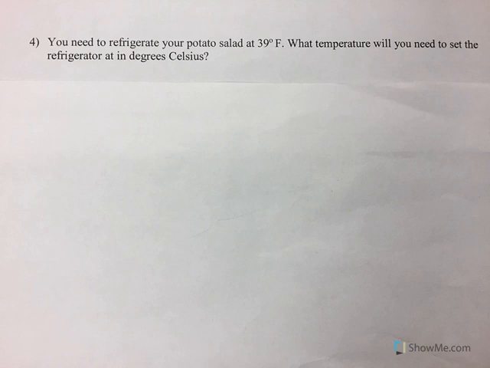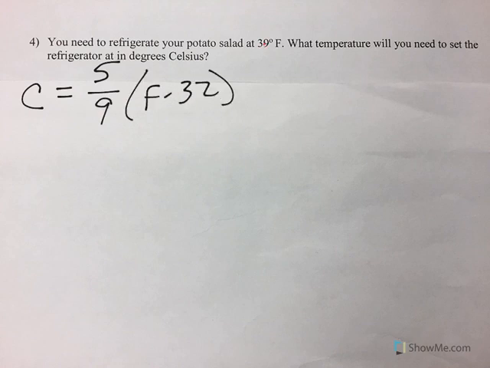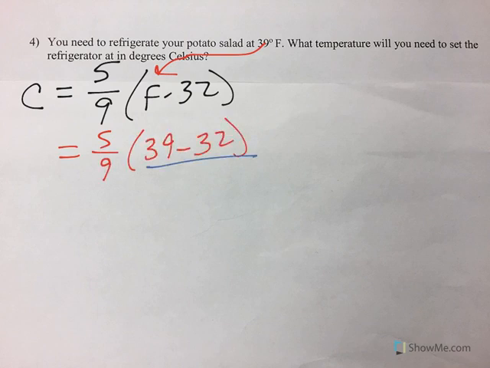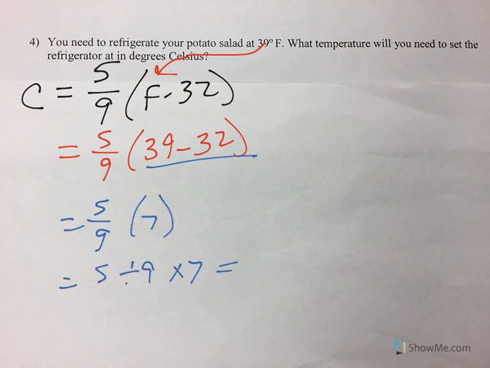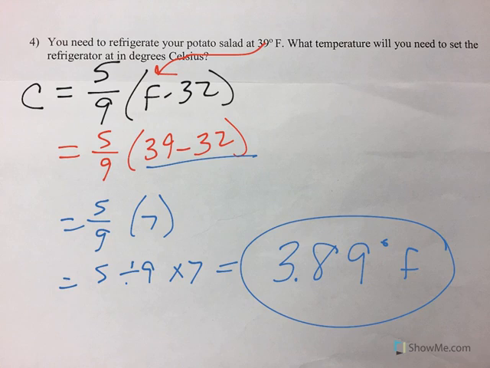You need to refrigerate your potato salad at 39 degrees Fahrenheit. What do you need to set this at in Celsius? Again, we're using Celsius equals 5/9 times F minus 32. We're going to take that Fahrenheit and plug it in for F. So 5/9 times 39 minus 32. Inside parentheses gives me 5/9 times 7. 5 divided by 9 times 7 yields, to the nearest hundredth, 3.89 degrees Celsius. And that's the temperature conversions.